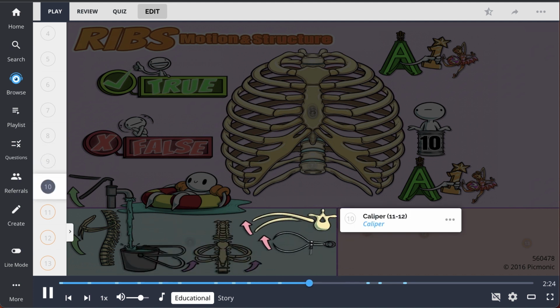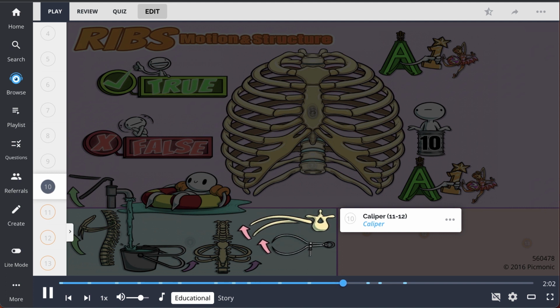Caliper motion is found in ribs 11 and 12 and is shown by this pair of calipers. In caliper motion, the ribs move inferiorly and laterally in inhalation, and during exhalation, they move superior and medial. Note that caliper motion is the only motion in which the ribs move inferior with respiration.